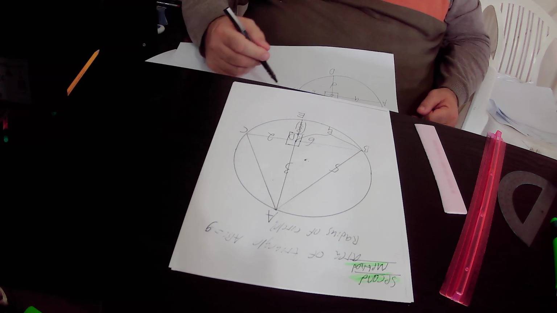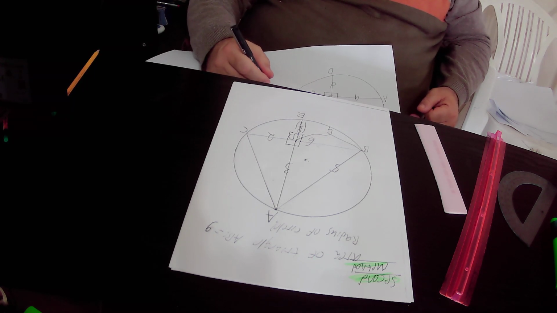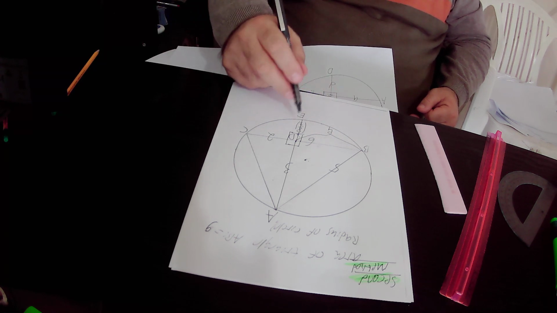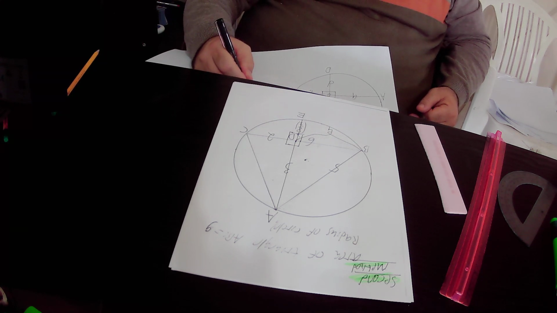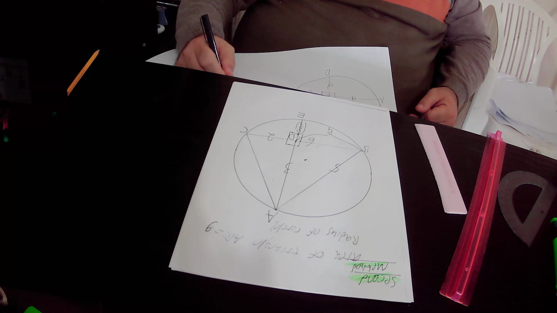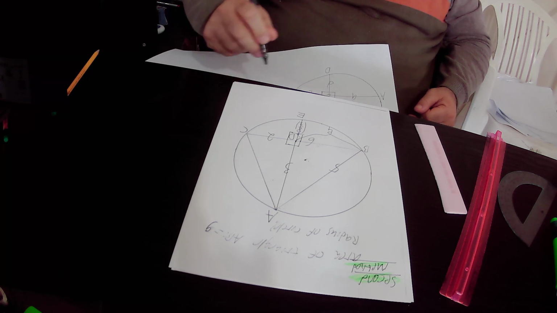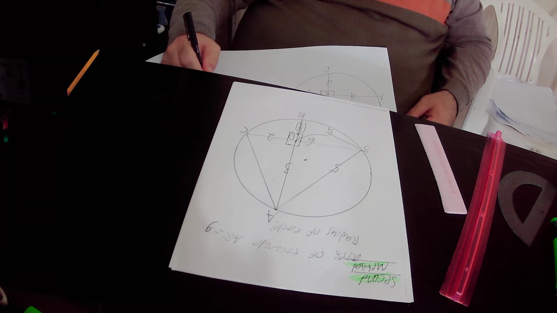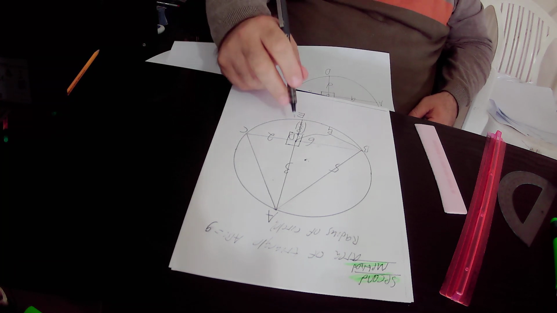And according to rule number 2, we get that 4 times R square equals BD square plus DC square plus AD square plus DE square.